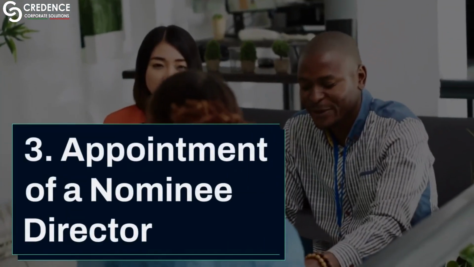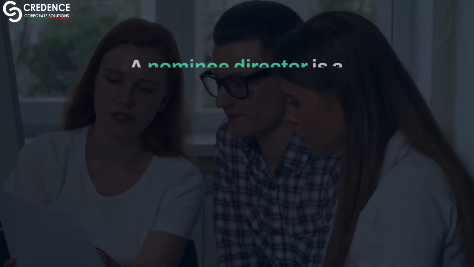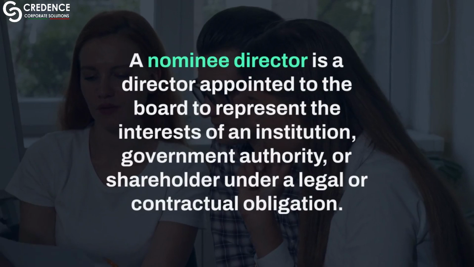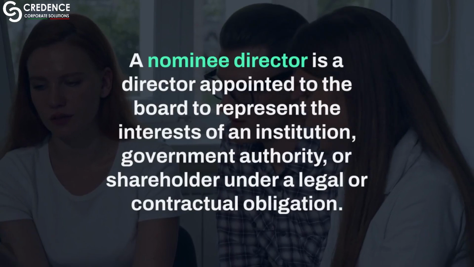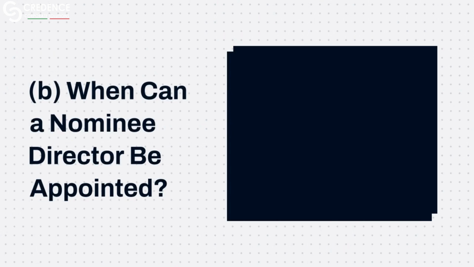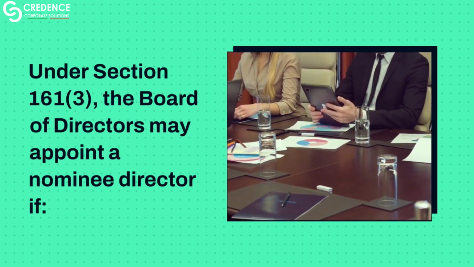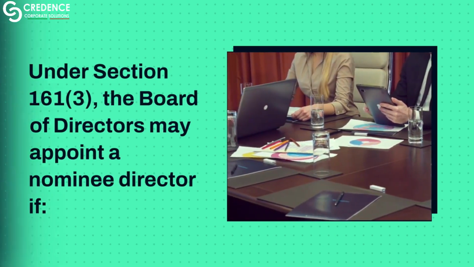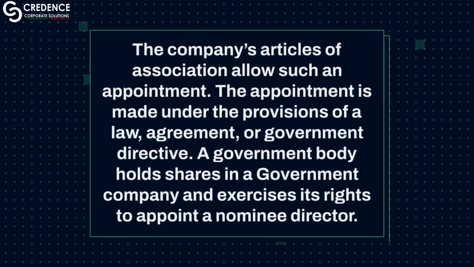3. Appointment of a nominee director. A. What is a nominee director? A nominee director is a director appointed to the board to represent the interests of an institution, government authority, or shareholder under a legal or contractual obligation. B. When can a nominee director be appointed? Under Section 161(3), the Board of Directors may appoint a nominee director if the company's Articles of Association allow such an appointment. The appointment is made under the provisions of a law, agreement, or government directive.